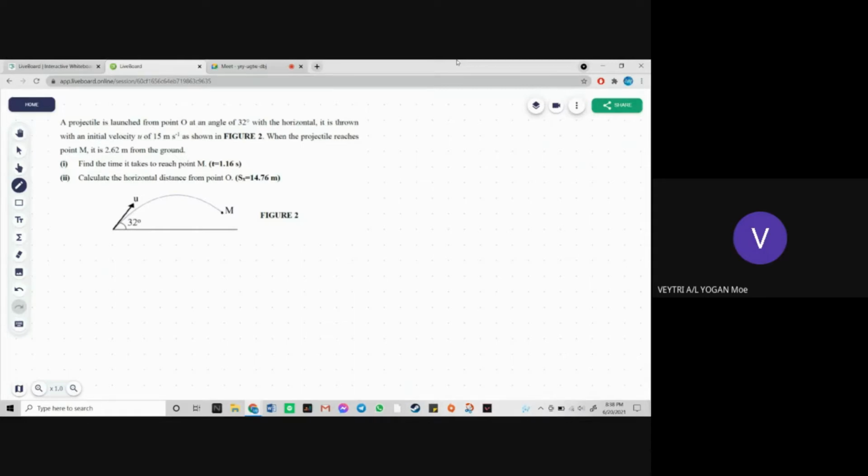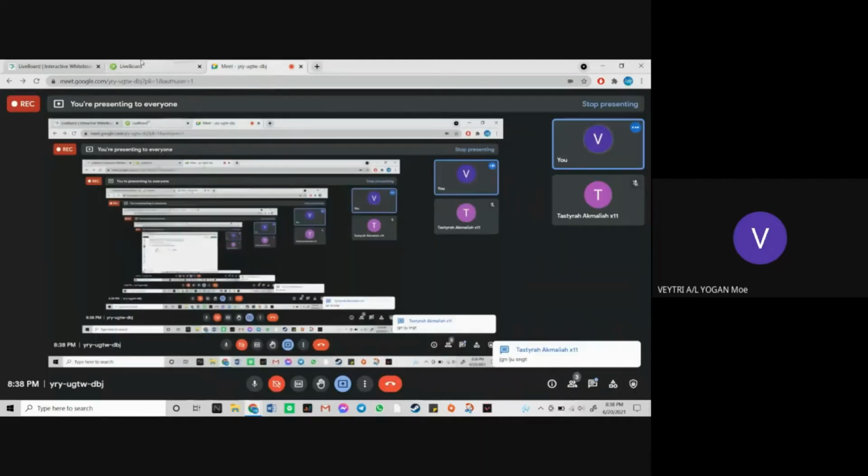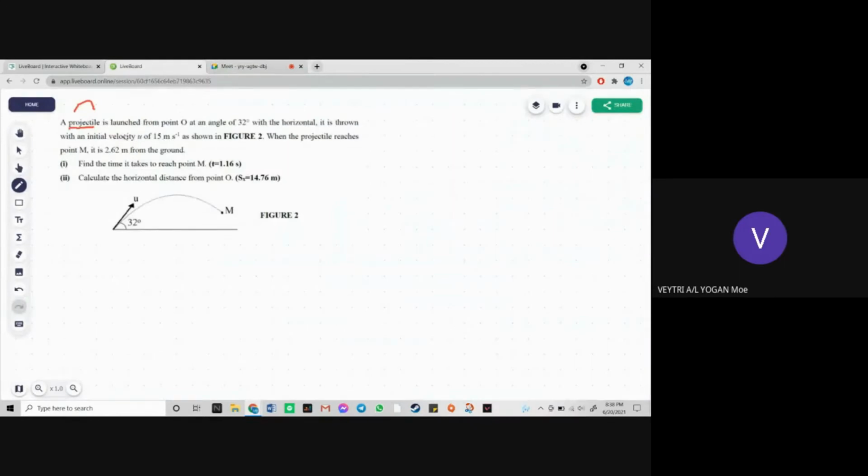Alright, in order to do that, let's have a look at the first example. Okay. What does this example read out? A projectile, okay, the moment they say projectile, you must know it's a curved motion. So the moment we are talking about projectile, it's a curved motion. So let's continue reading this question.